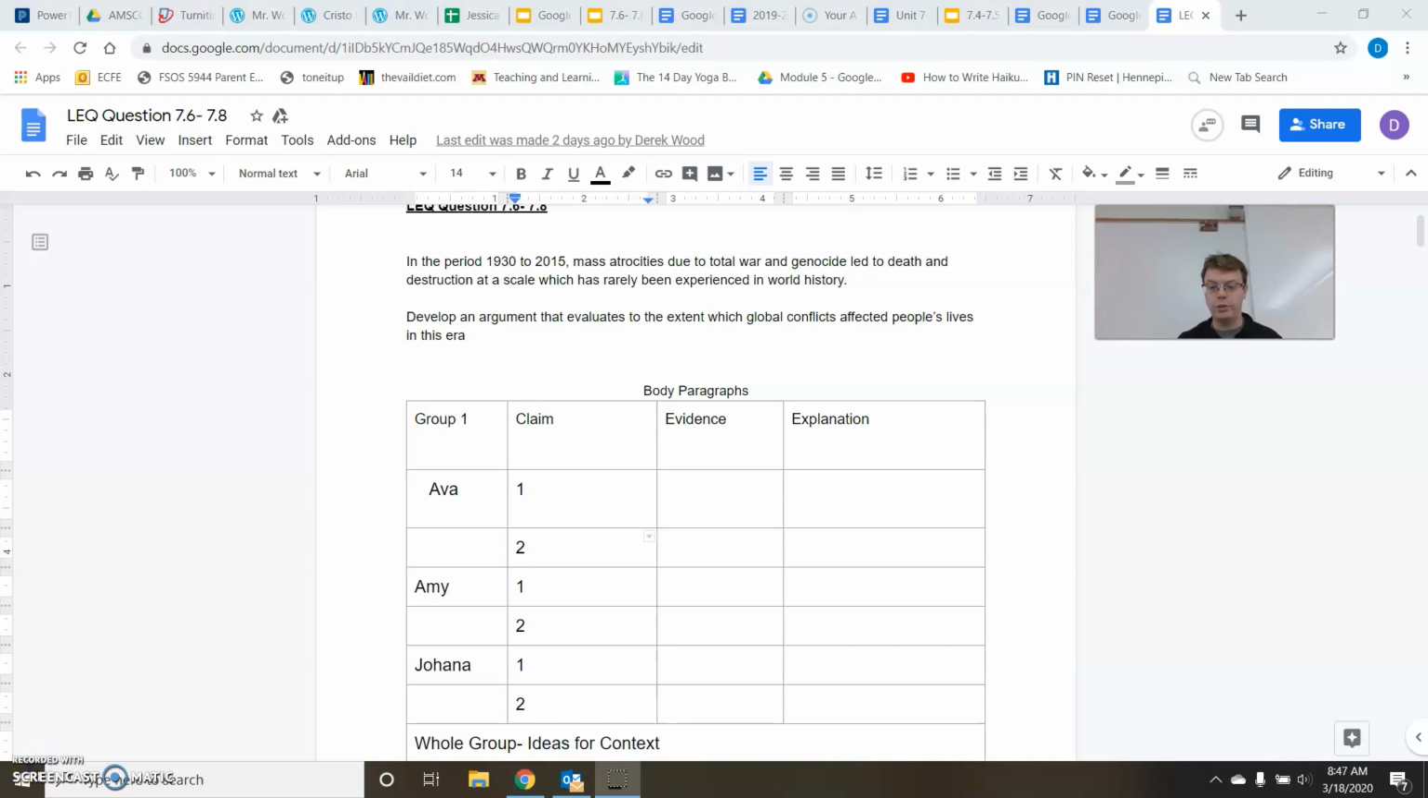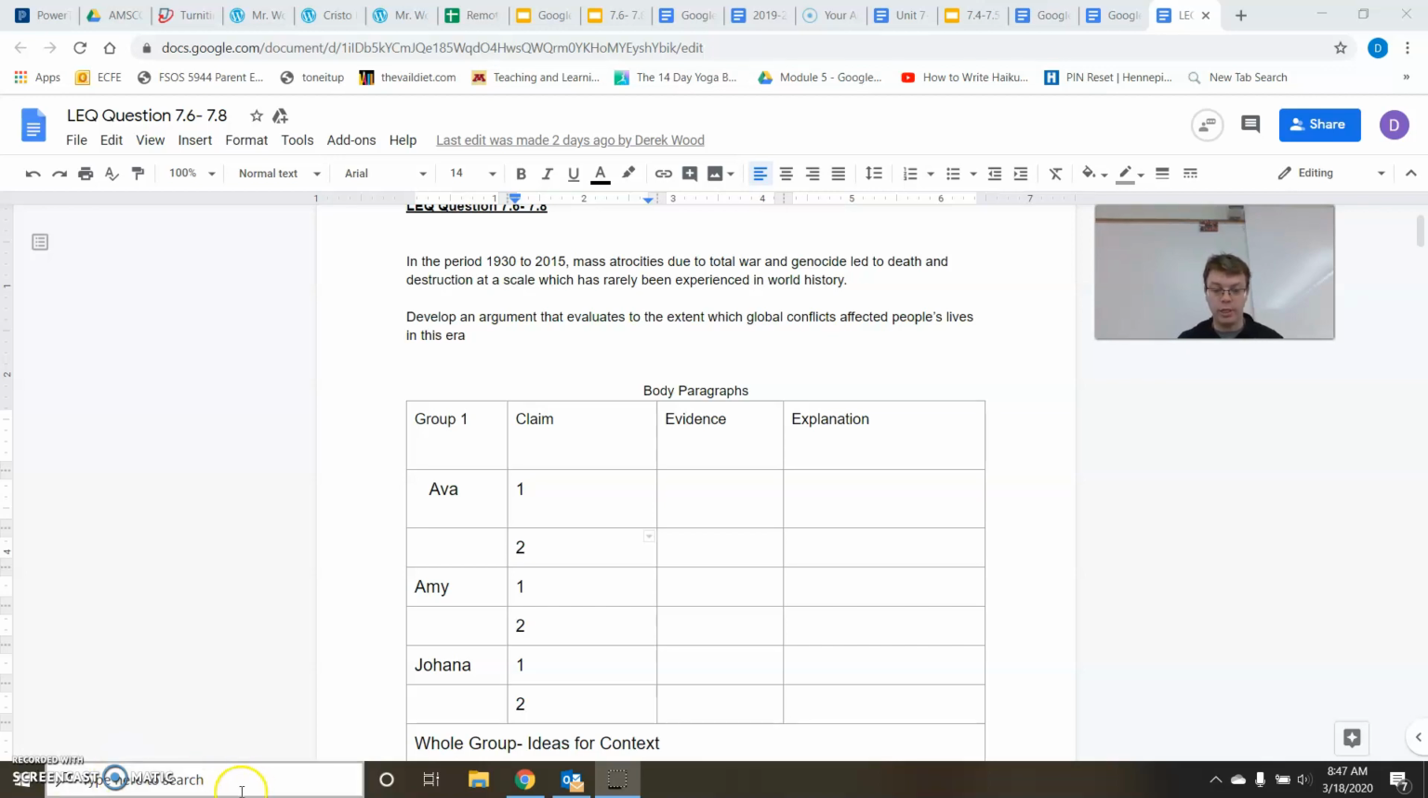I mean, really think about this. You could write about the battles, all the fighting and everything that's going on in all these different parts of the world. You could talk about genocide. You could write a whole paragraph about the different genocides that occurred at this time, or focus on one, maybe the Holocaust, maybe the Armenian genocide, for example. You just have to have an argument which talks about how global conflicts affect people's lives in this time period.